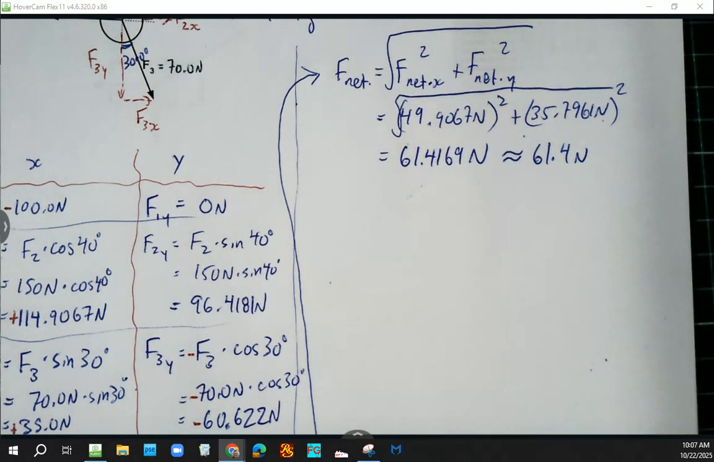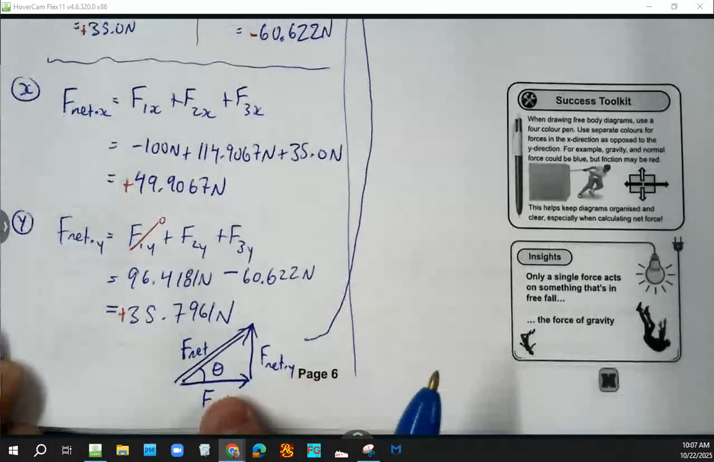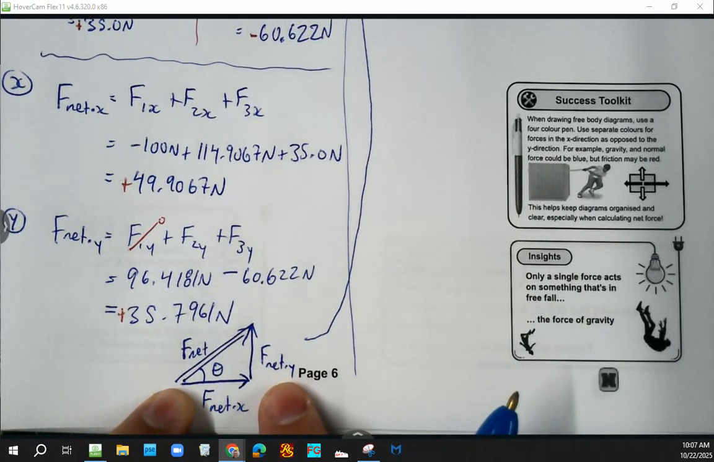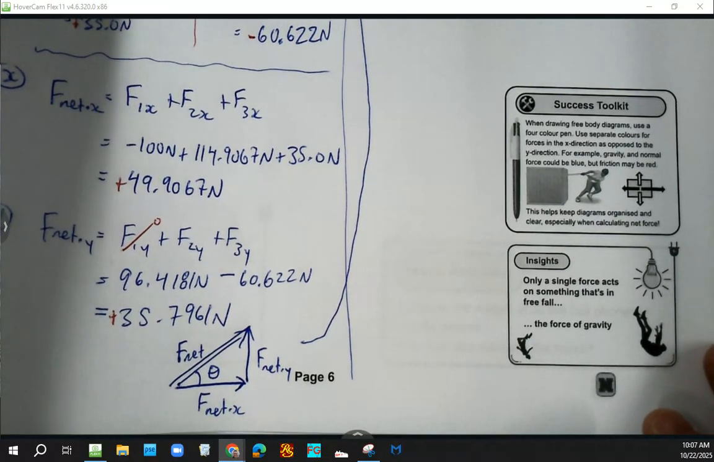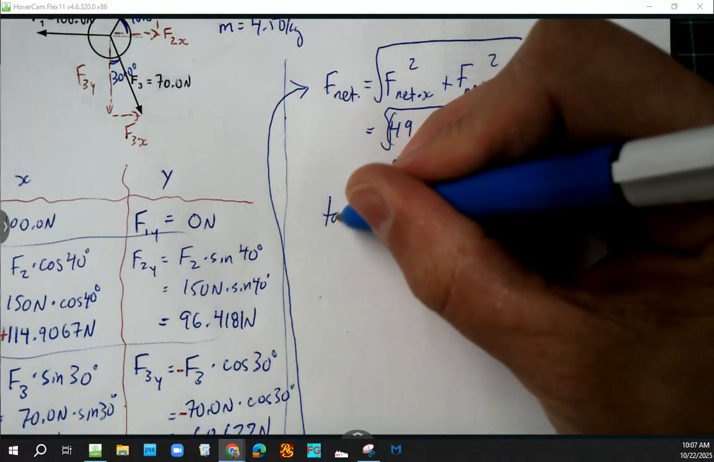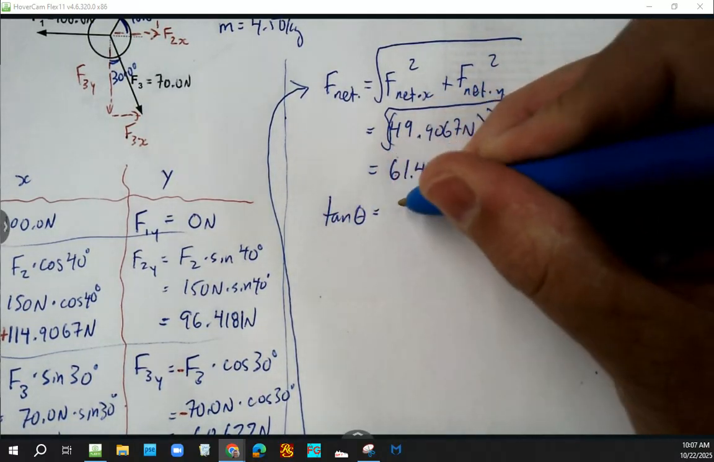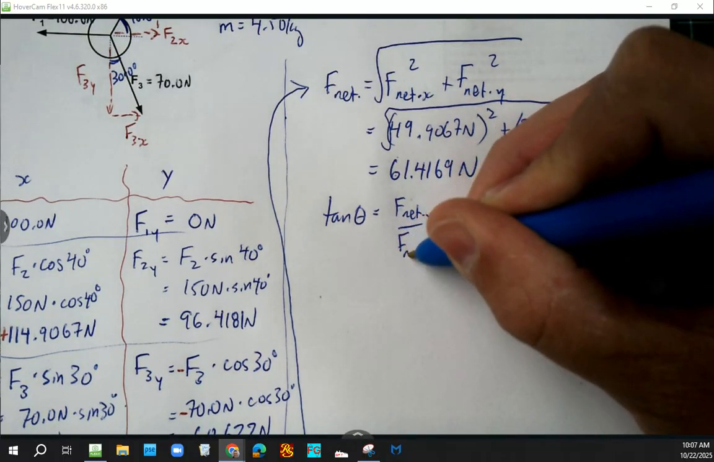But with regard to the angles, remember, we had this vector diagram. We're trying to find theta. Notice the opposite is F net y. The adjacent is F net x. So I'm going to say tan theta is equal to opposite, F net y, divided by adjacent, F net x.